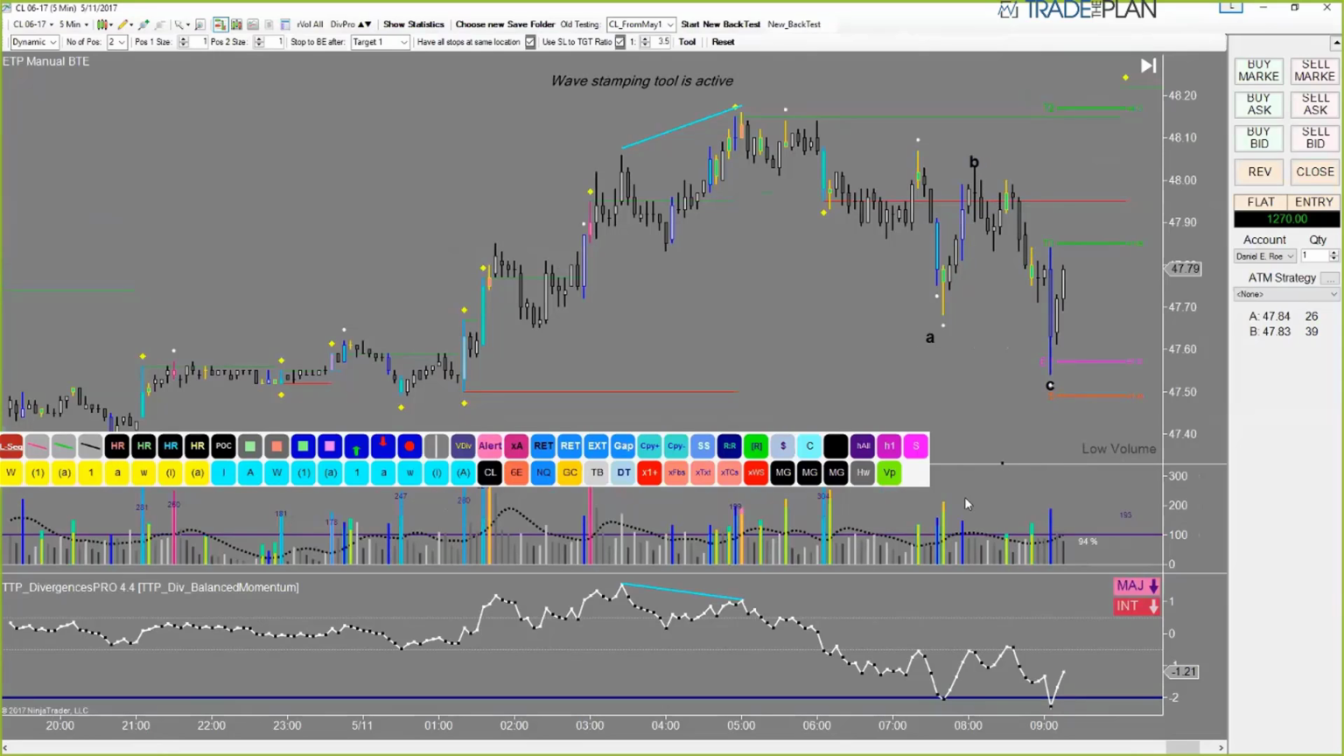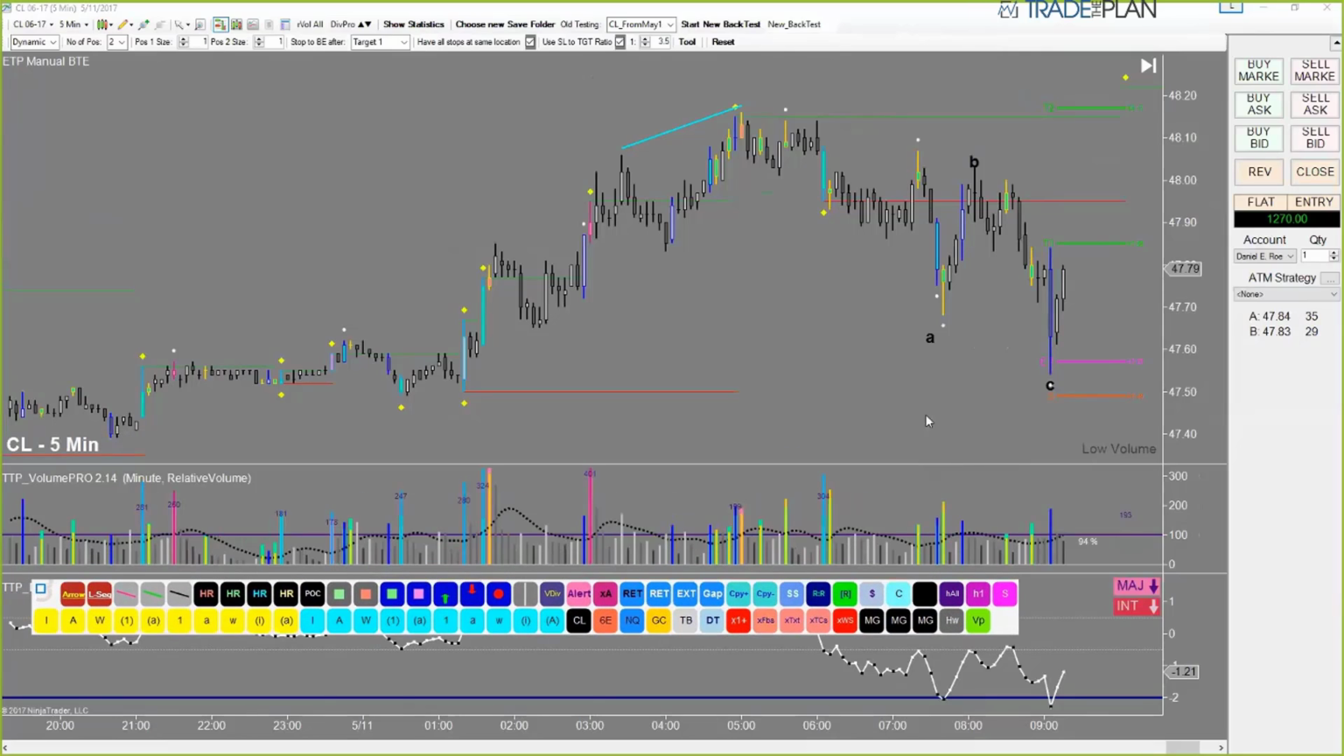You don't have to know Elliott wave. You don't have to really know too much about patterns. You just have to be able to identify what is the strong move in which direction, and then the correction out of that strong move.